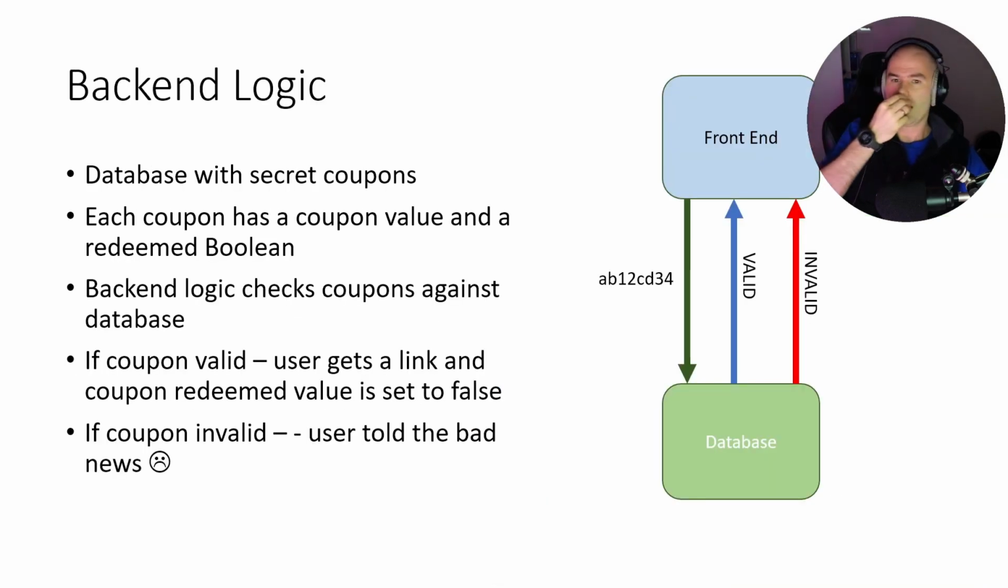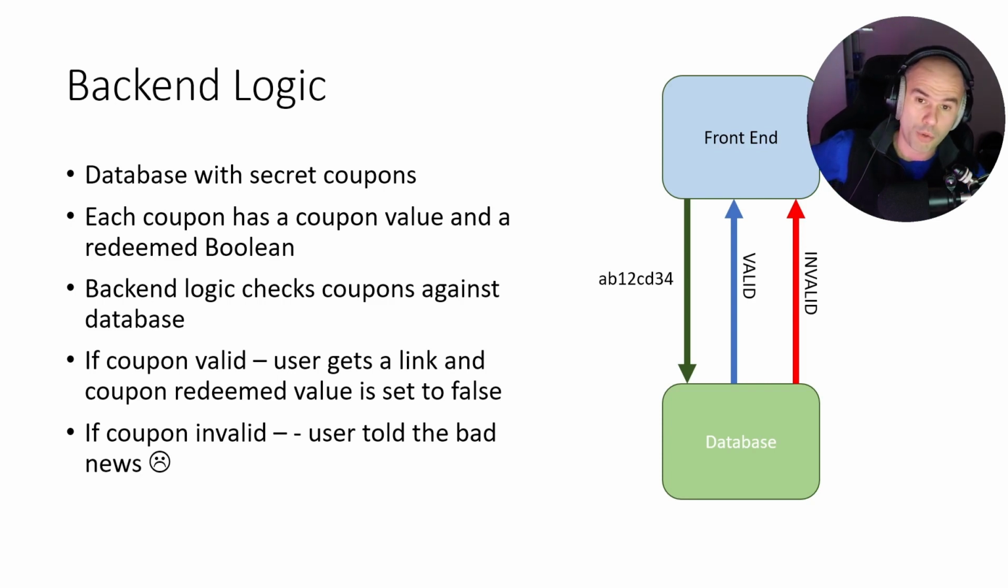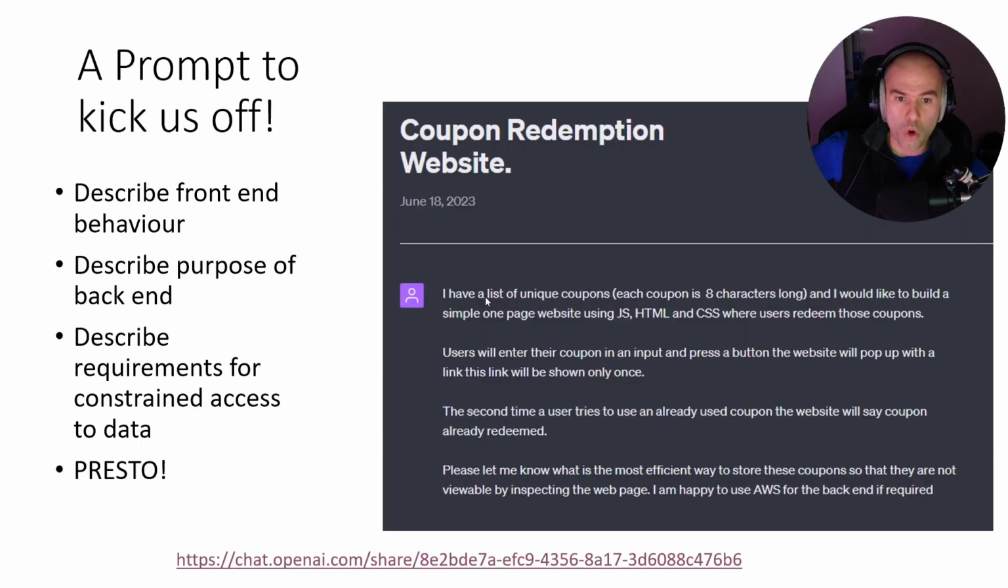So far, so good. The backend logic is you've got a database with coupons. Each coupon has a value and a Boolean. The Boolean is either true or false. If redeemed is false, then essentially the user can get a link and get the site for free. If redeemed is true, the user gets a message: hey, it's already been redeemed. And if the coupon doesn't exist, sorry user, go away and pay for the course, I guess. So that is how the backend works.